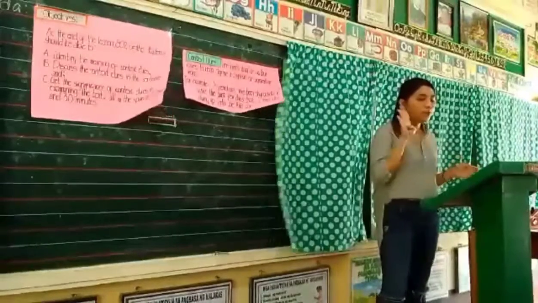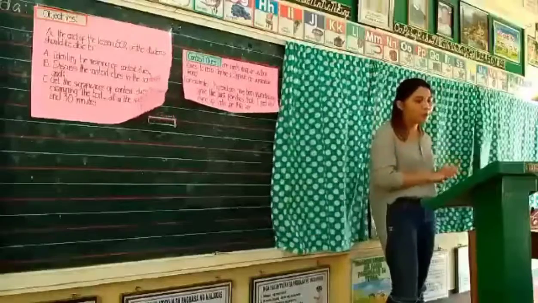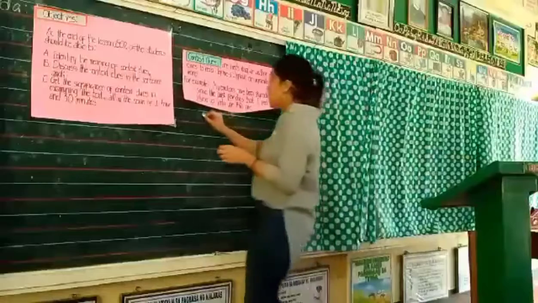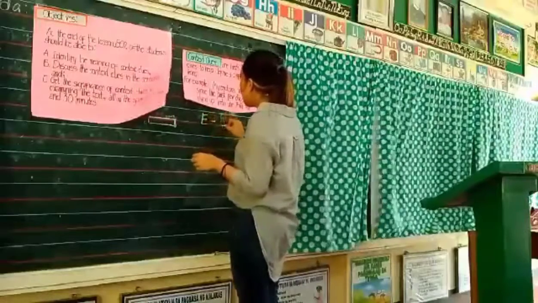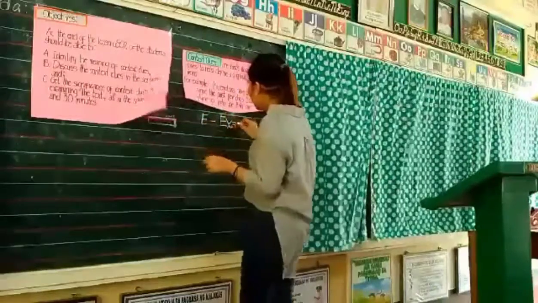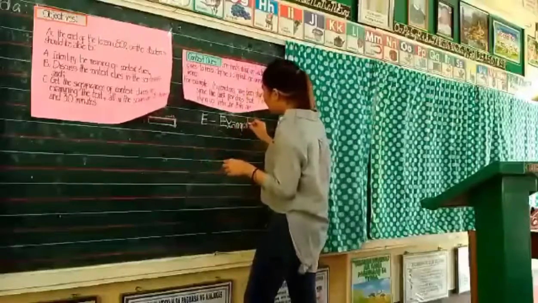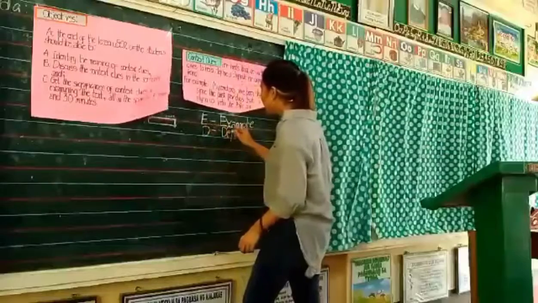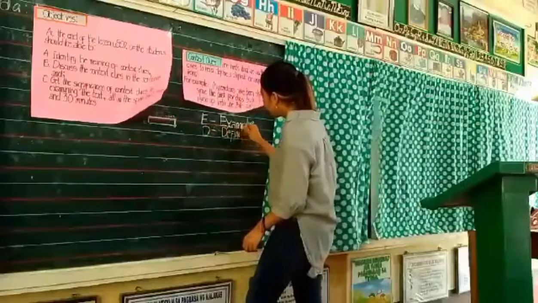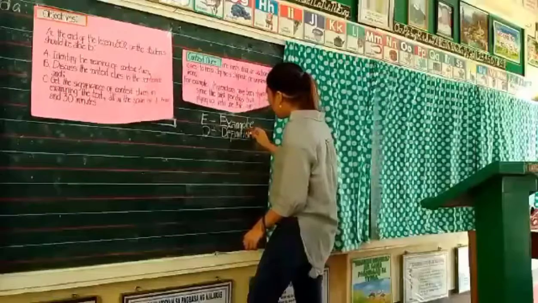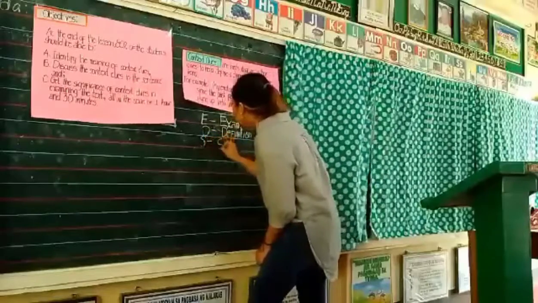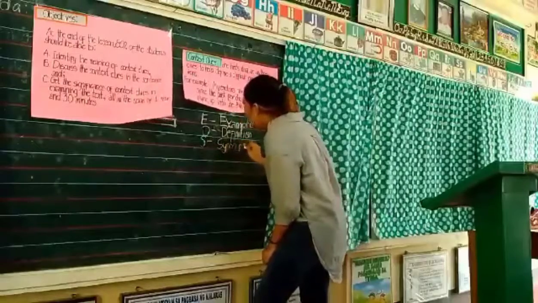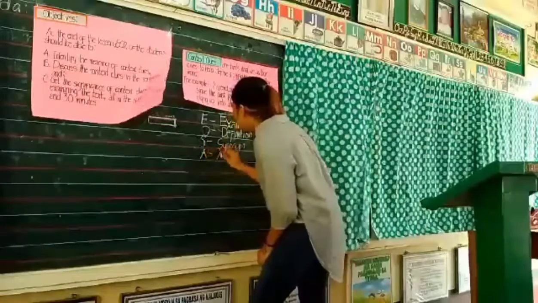So there are at least 4 types of context clues. To remember it easily, you may just use the mnemonic EDSA, which means E is for example, D is for definition, S is for synonym, and A is for antonym.